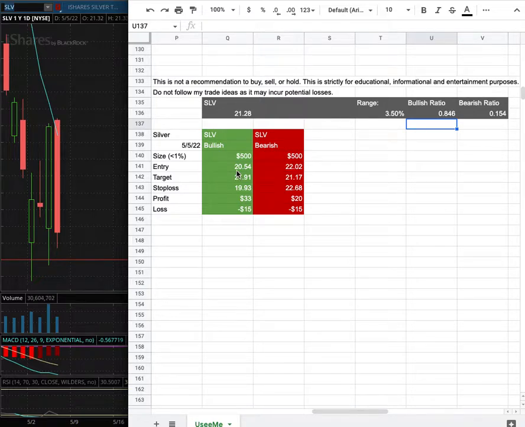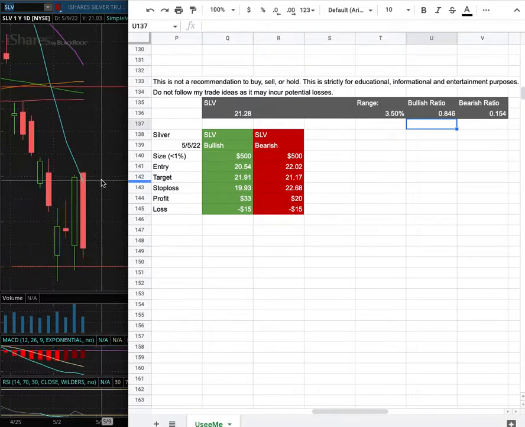My long entry is at $20.54, and that is this range here. My sell target is at $21.91. My stop loss is at $19.93.